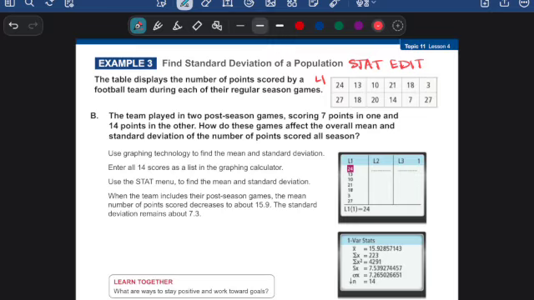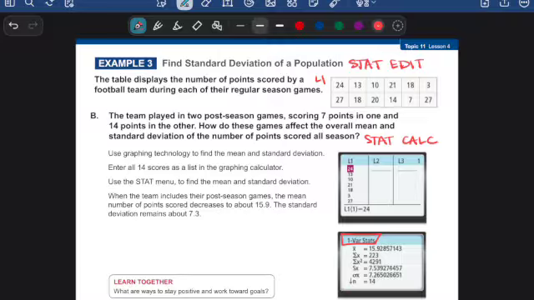You can put them into L1. Now, since we're just looking at one variable data, we just have data for our x variable, we are going to use our one variable statistics. So after you type in your list, then you're going to go back to stat and hit the calculate feature. So go over to stat calc and hit number 1 for one variable statistics, and then enter, and it will pull up this screen here.